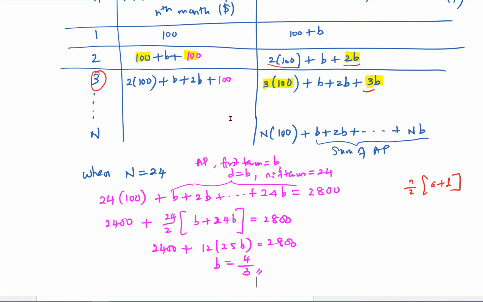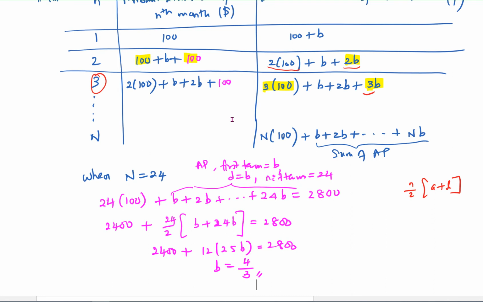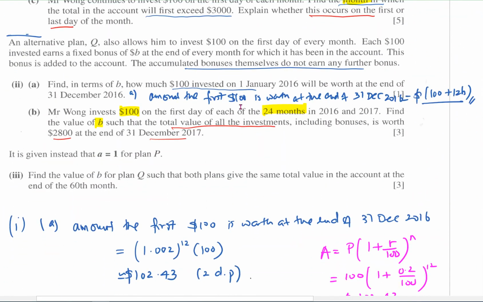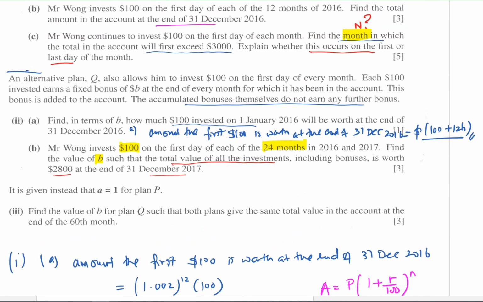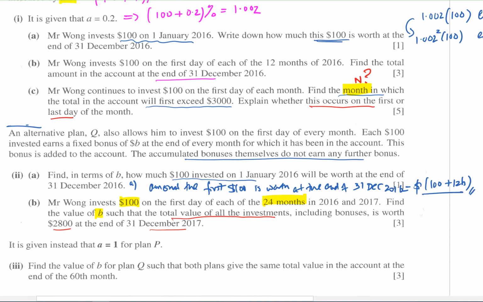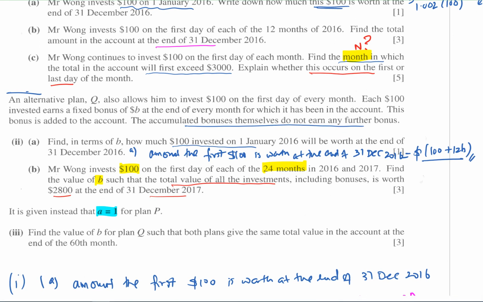All right, so I want you to see the value in having a table, and of course generalizing is always good. Now I'm going to the last part. The last part will be a combination of part 1 and part 2, some kind of comparison. It is given instead that a equals 1. If you have forgotten, a was 0.2, now a is 1%. Because we talk about interest, we are looking at 1.01. So each time the amount increases by 1.01, just for your information.